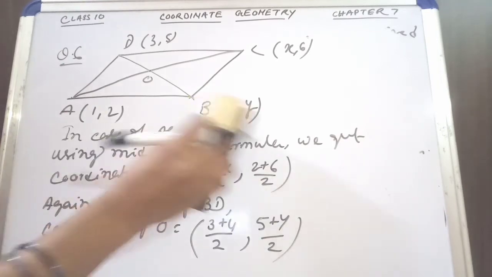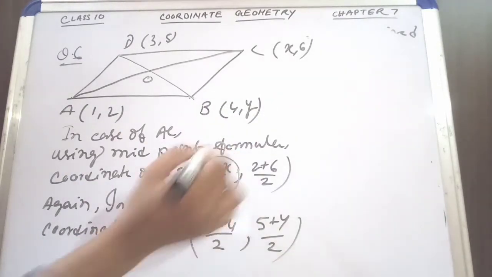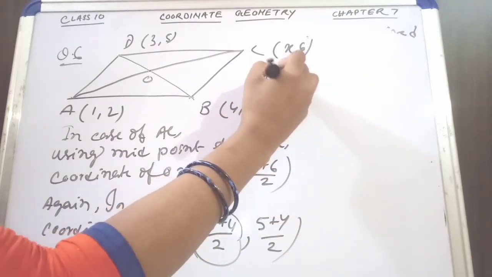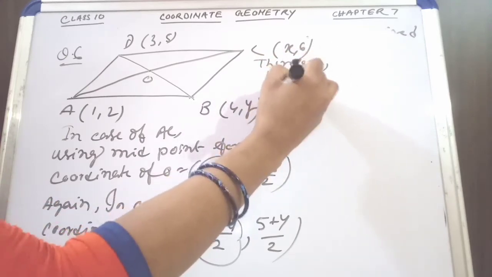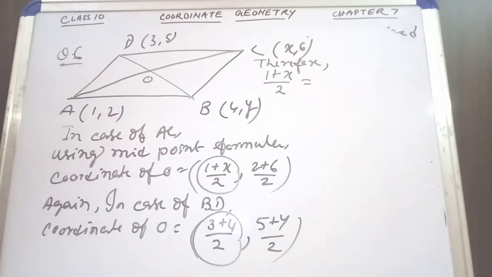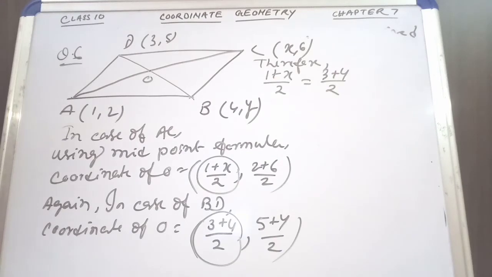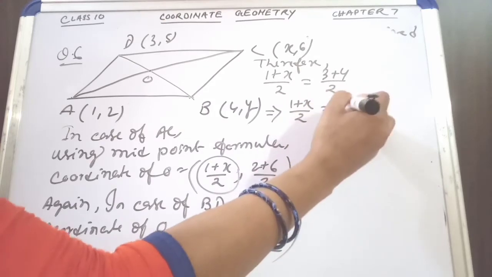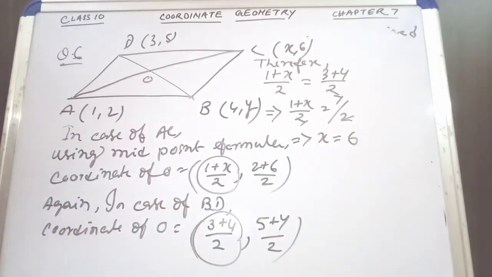Then equating this x coordinate with this x coordinate, therefore 1 plus x by 2 is equal to 3 plus 4 by 2. That means 1 plus x by 2 is equal to 7 upon 2. 2 cancels out. That means x is equal to 6. So the value of x is equal to 6.